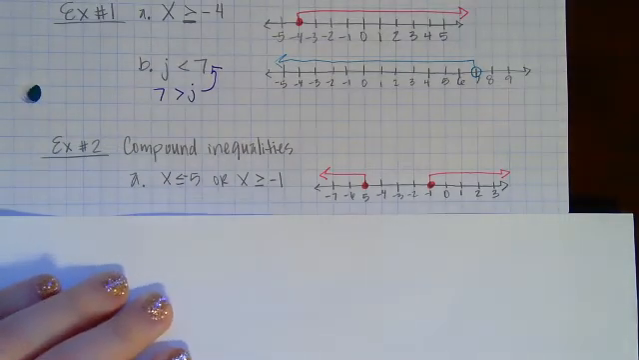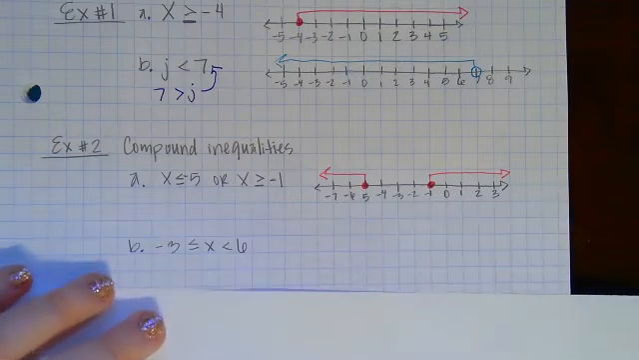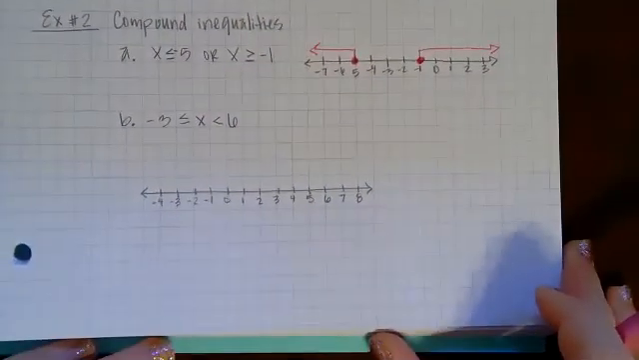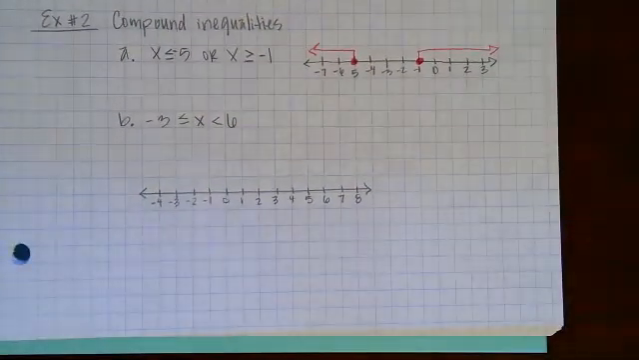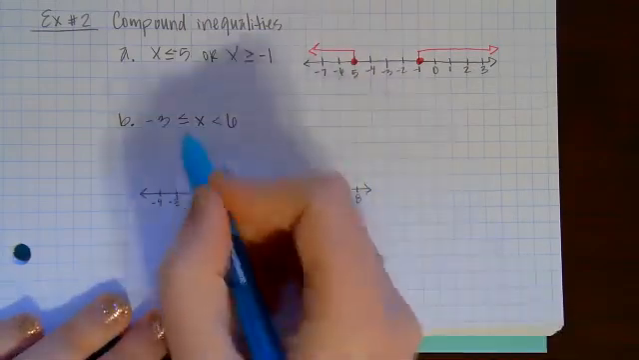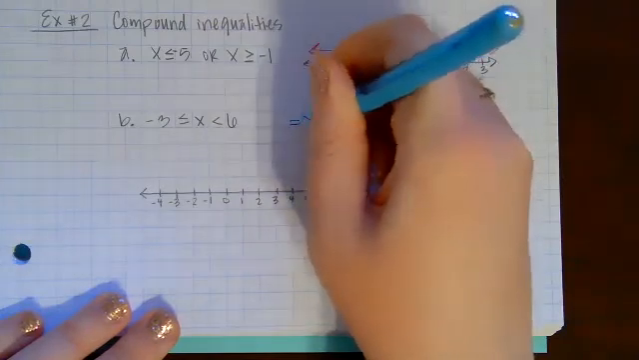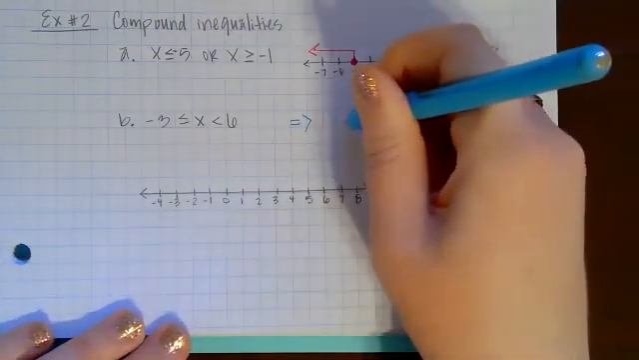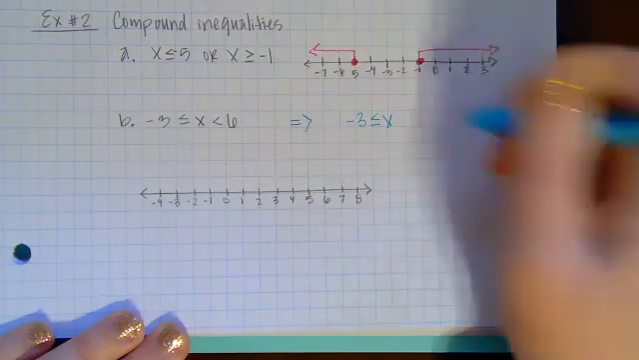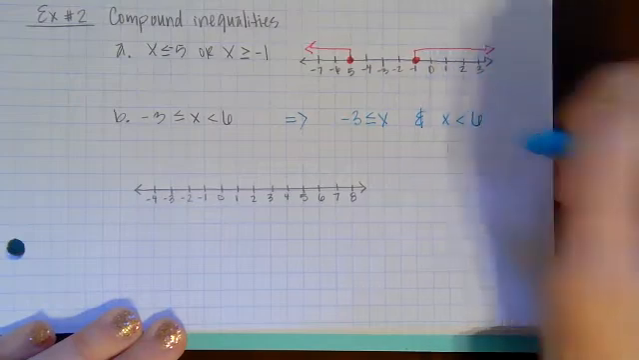The second type of compound inequality we're going to look at is when it's and, not or, meaning they both have to be true. So in this case, they both have to be true, not just one. Both of them have to be true, okay? This could also be written, if I separate it, these are the same, could be written as -3 is less than or equal to X, and I'm just splitting it, and X is less than 6.